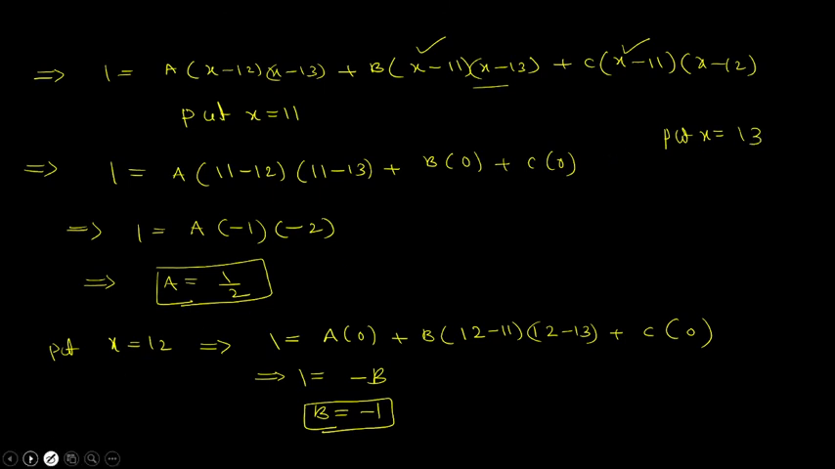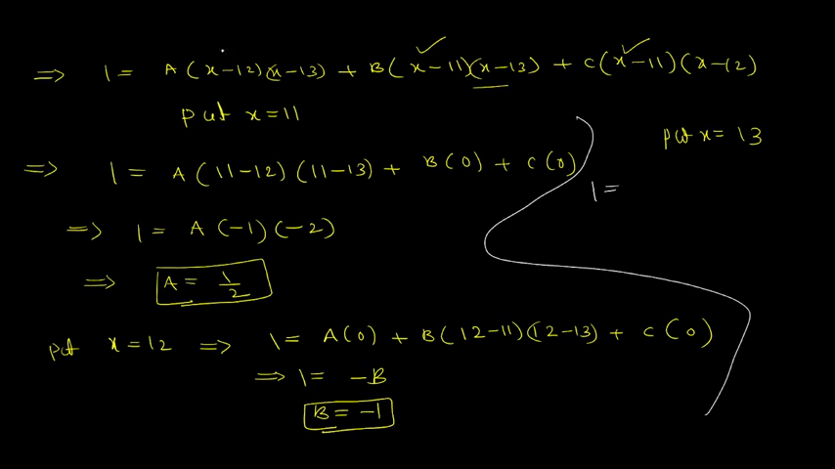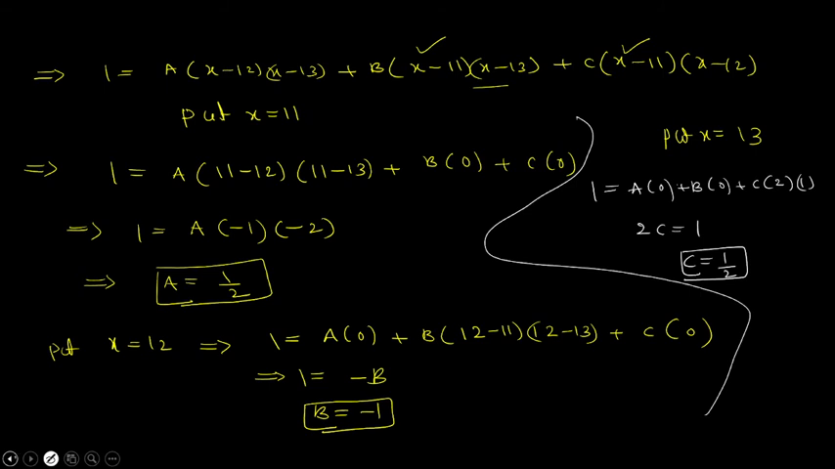Now x equals 13. Substituting x equals 13, the left hand side is 1, the a term is a into 0, plus b into 0. C into 13 minus 11, which is 2, and 13 minus 12, which is 1. So 2c equals 1, c equals 1 by 2. So all a, b, c values are found, and after that we substitute into the given three vectors.